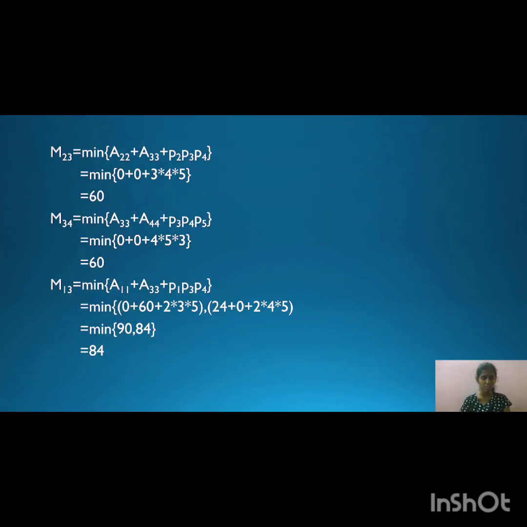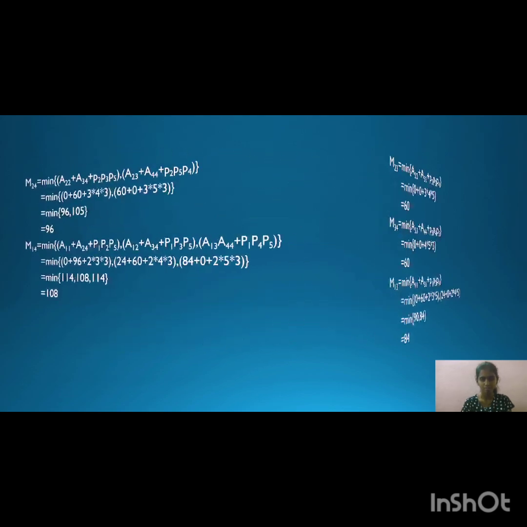Similarly, for M23, we take M22, M33 plus P2, P3, P4. P2, P3, P4 values are taken from above. Then we get the optimal solution for M23 as 60. For M34, we take M33, M44, P3, P4, P5. Hence, we obtain 60 as the solution. For M13, similarly, we take M11, M33, P1, P2, P3, and we finally obtain 84 as the solution.